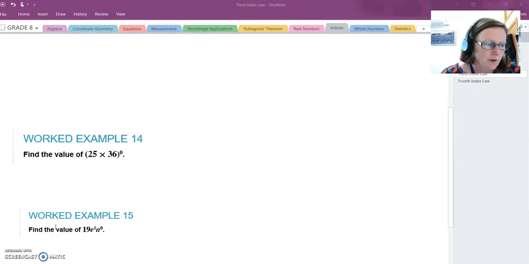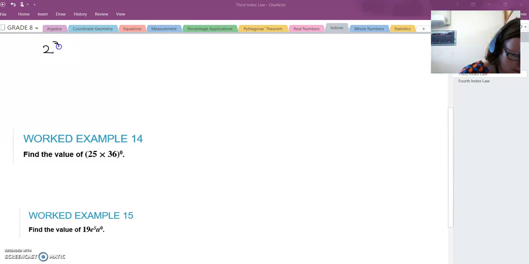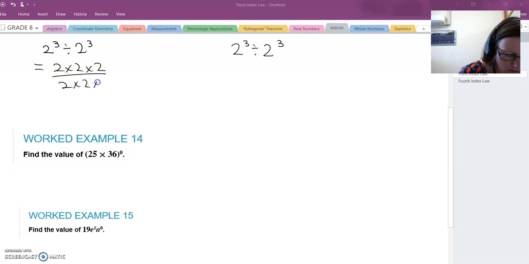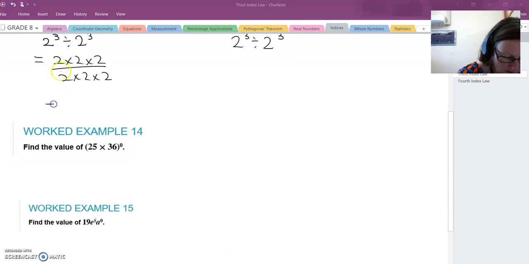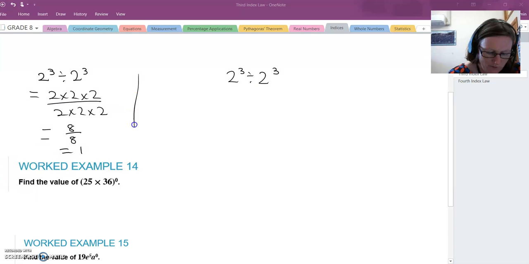We're going to look at the third index law. Let's look at the two methods that I've shown you so far, how to solve something like this. The first method is to write it in factor form, so 2 times 2 times 2, and we divide that by 2 times 2 times 2. When we do that, we get 2 times 2 times 2, so 8 divided by 8, and 8 divided by 8 is 1. So if I do it using the factor form method, if you like, that is my answer.